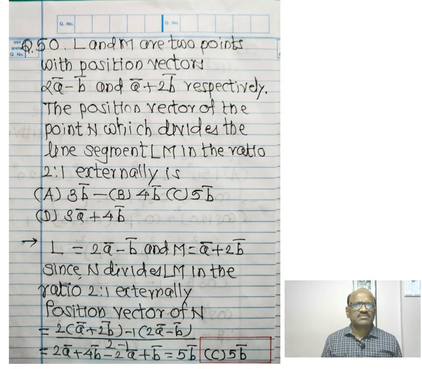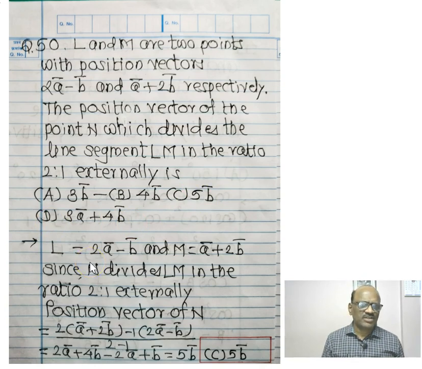Now next question, question number 50. L and M are two points with the position vectors 2a bar minus b bar and a bar plus 2b bar respectively. The position vector of the point N, which divides the line segment LM in the ratio 2:1 externally, is: a) 3b bar, b) 4b bar, c) 5b bar, d) 3a bar plus 4b bar.